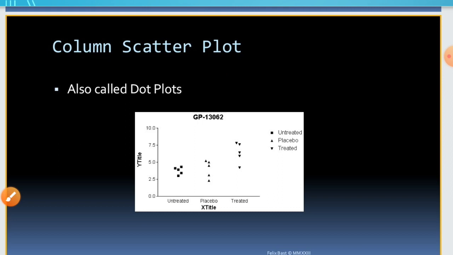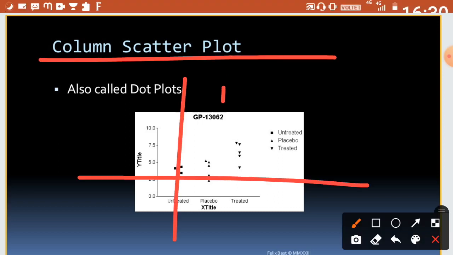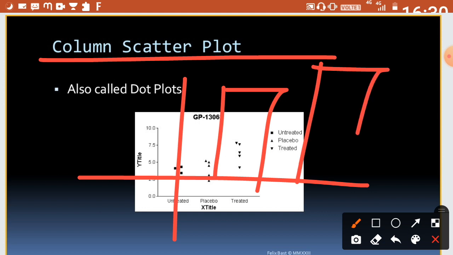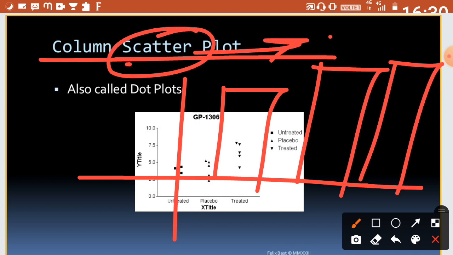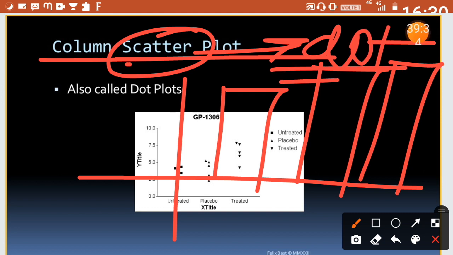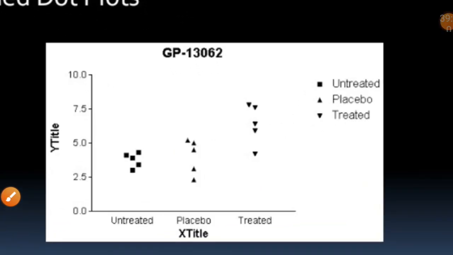Let's move on. Then is your column scatter plot. In the case of columns, you have to present the columns. In column scatter plots, scatter means dot. You have to put some dots. Got it? So let's see. I have to zoom a bit.